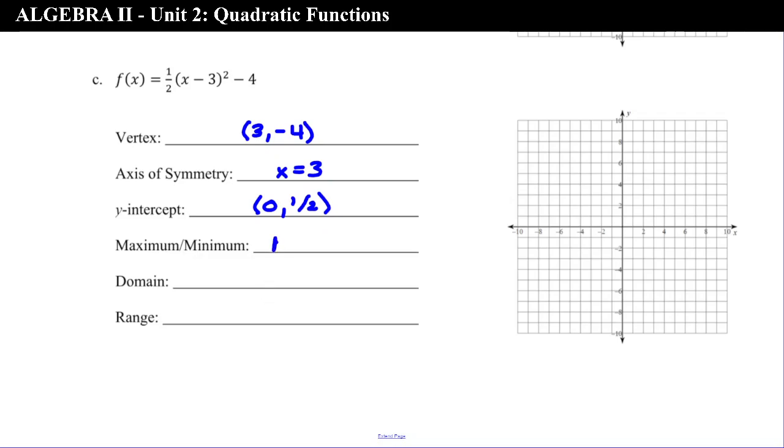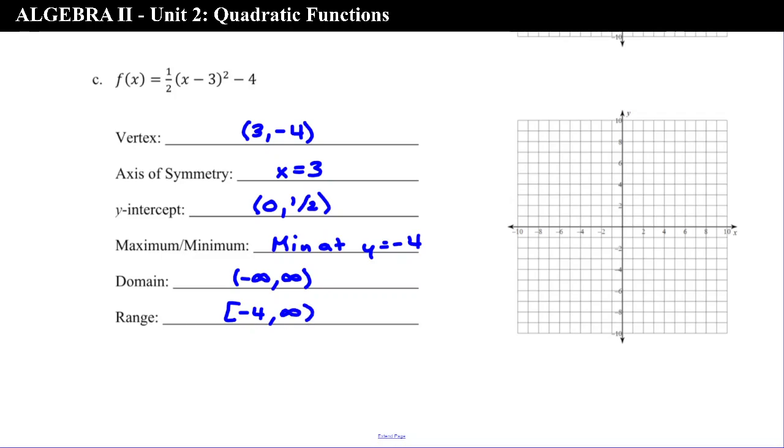We have a minimum. Since it is right side up, it's concave up, we're going to have a minimum at y equals -4. Our domain, as always, is -infinity to positive infinity. And since we have a minimum, we're going to start with that minimum, -4, and our range will go on to infinity.